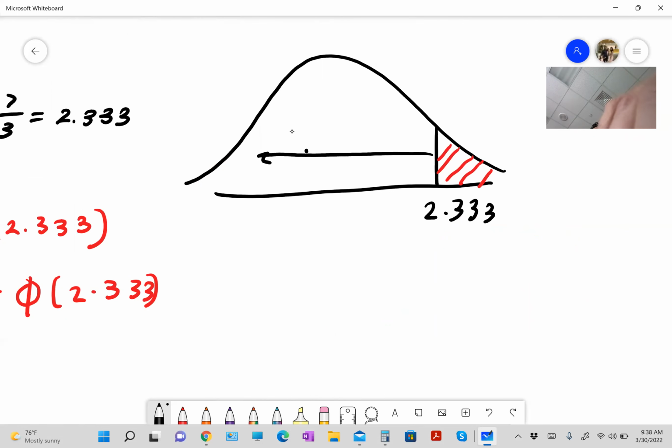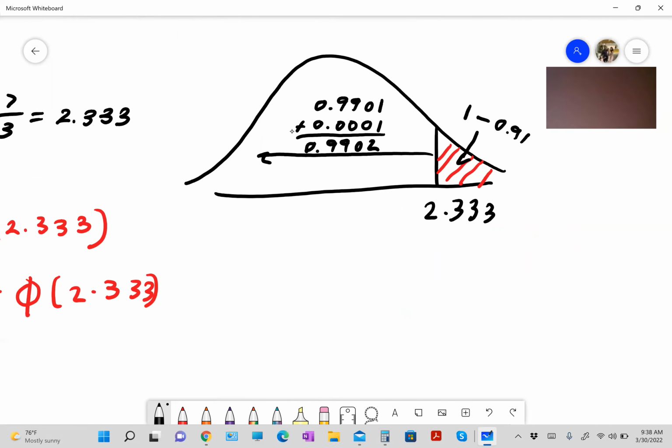So this is going to be 0.99 plus 0.0001. This comes out to be 0.9902. And so this guy here is going to be what? 1 minus 0.9902, which is 0.0098.